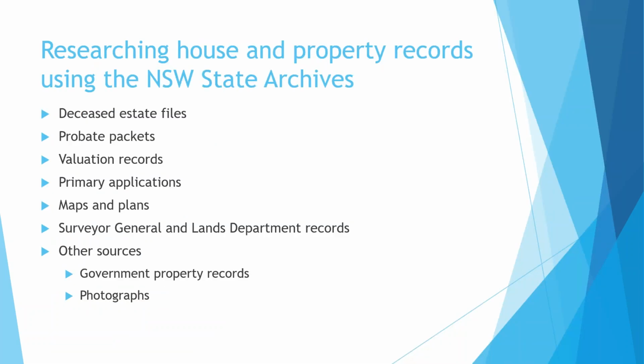So researching house and property records using the State Archives Collection, these are the kinds of records we're going to look at today. We're going to look at deceased estate files and probate packets. And some people here today might be quite familiar with those records and others may not, but I'll be showing you how they can be useful for researching property records. We're going to look at valuation records and the information that can tell you. We'll look at primary applications. We'll look at maps and plans. We'll look at records of the Lands Department and the Surveyor General, and then we'll look at some government property records and photographs at the end of the webinar.